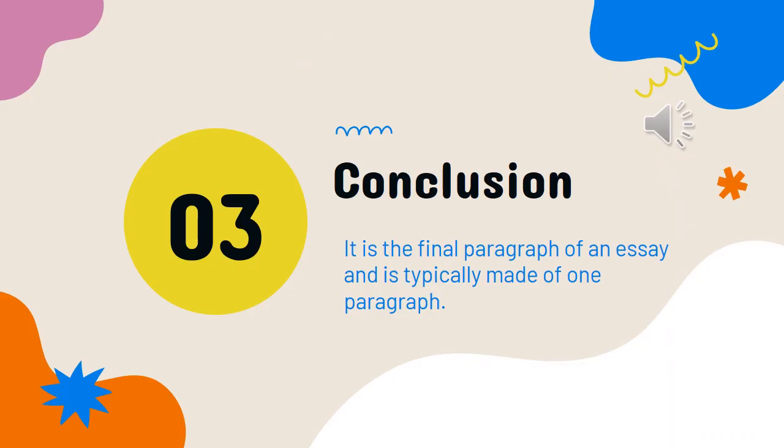So we wrote our introduction and our two body paragraphs about the physical and psychological impacts of early marriage on young girls, and now we're going to write our conclusion. So we are concluding and wrapping up our essay. The conclusion is the final paragraph of an essay, and it is typically made of one paragraph. So it's not like the body. The body would be 2, 3 or more paragraphs. However, the introduction and the conclusion are only one paragraph.